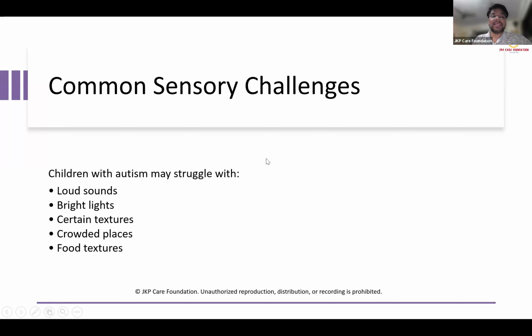So common sensory challenges: children with autism may struggle with loud sounds, bright lights, certain textures, crowded places, and food textures. Because of that, they become picky eaters. They avoid social gatherings. They avoid the crowd because of crowded places. They avoid going to public places.